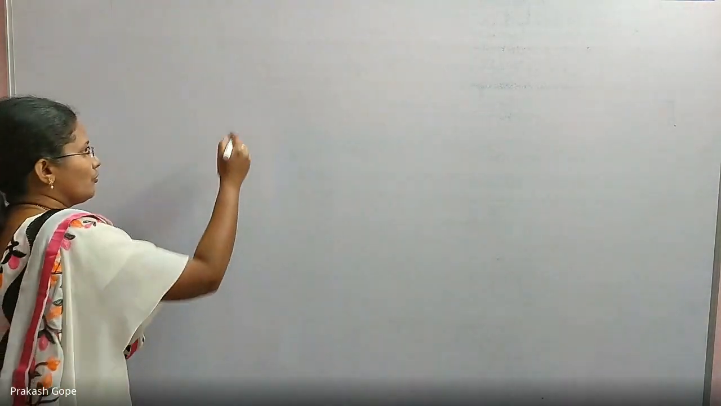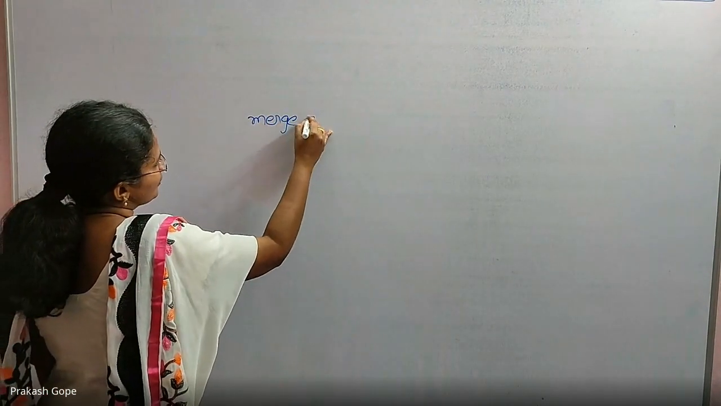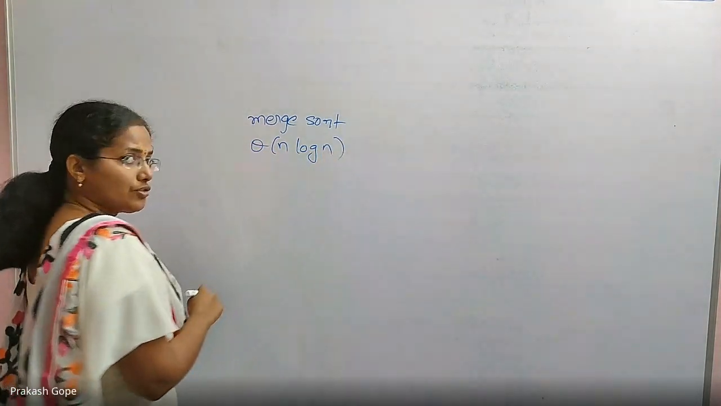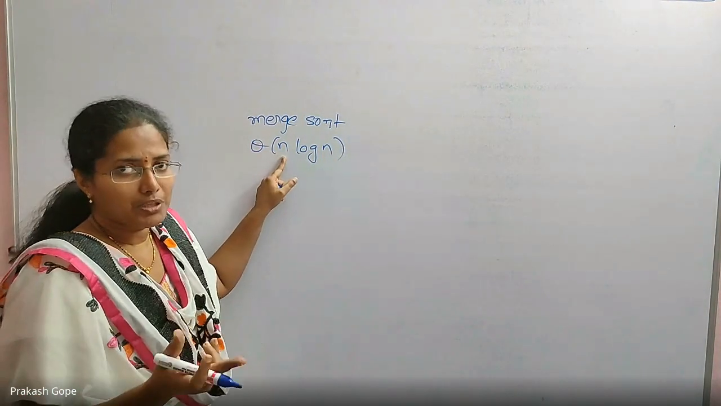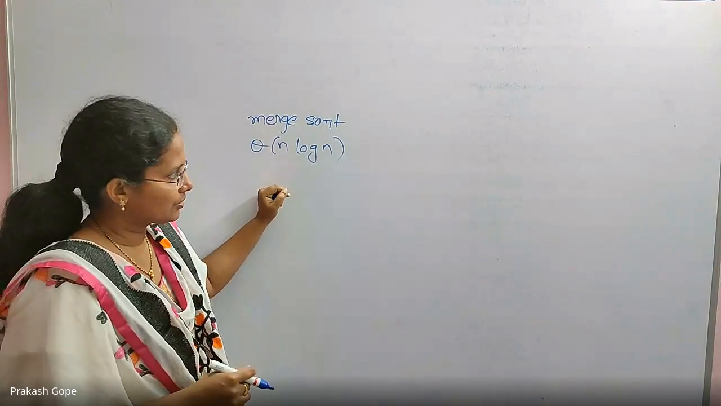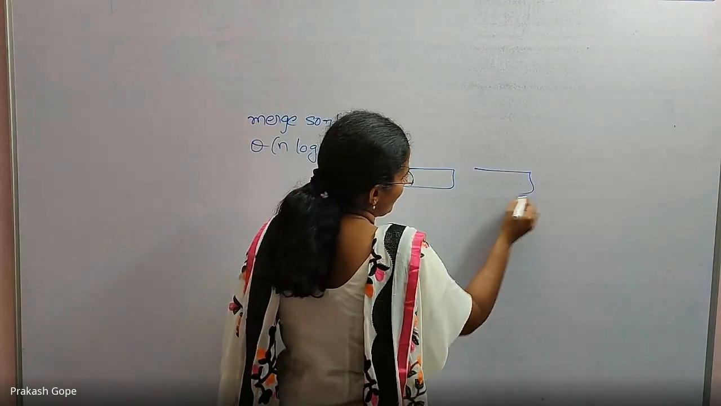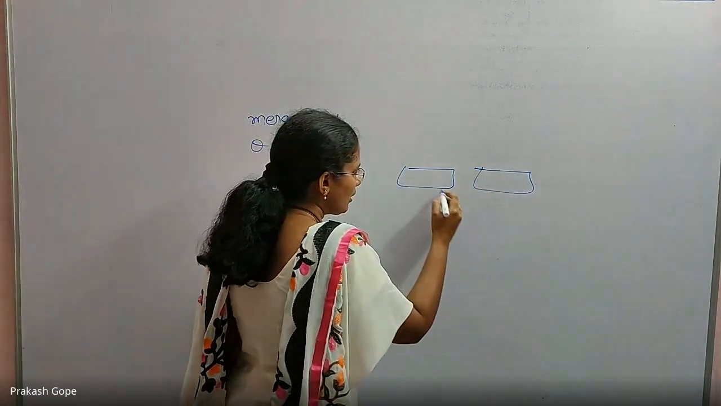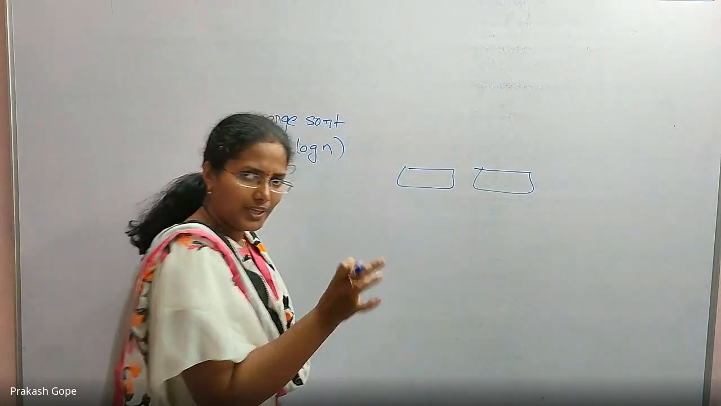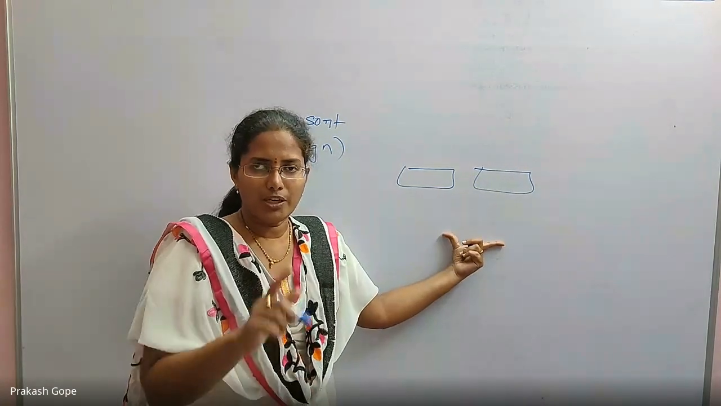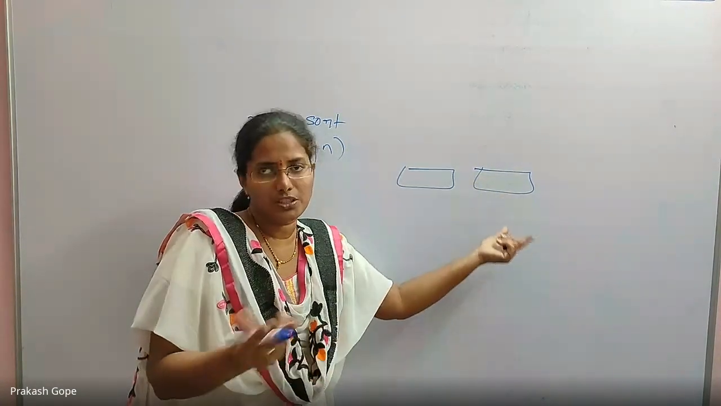The worst case running time of this, since we are using merge sort, what is the time complexity? N log n. But that is for n integers. For example, if this is a number and this is a number, to merge these two into one list, one comparison is enough, because merging them only needs to decide which is smaller and which is greater.